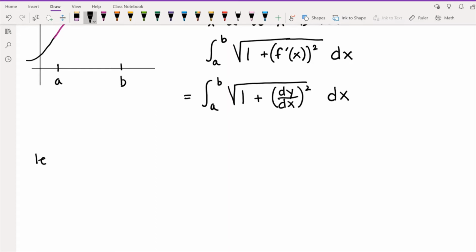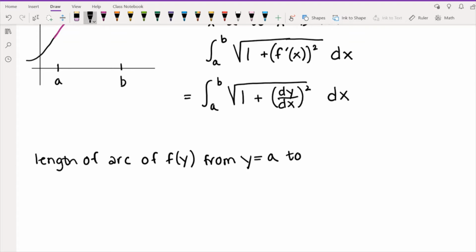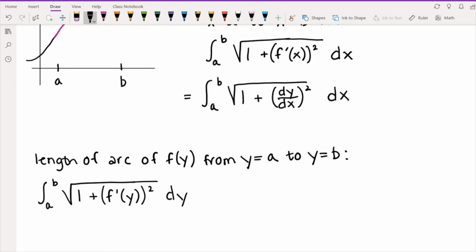So the length of the arc of a function of y from y is equal to a to y is equal to b, that's going to be basically the same thing. The integral from a to b of the square root of 1 plus the derivative, which now will be f prime of y squared dy. And then another way of writing that would be the integral from a to b of the square root of 1 plus dx dy squared, which probably seems a little weird, but think about, what does dy dx mean?